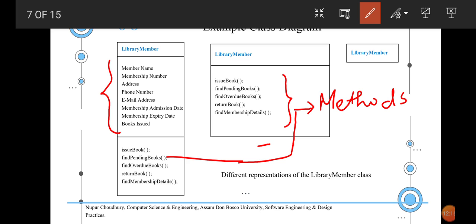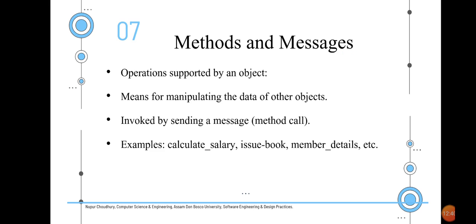So it will include methods as well as the different attributes of this particular class, or this particular object. In another representation we can give only the methods. However, in some of the abstract representations we will represent nothing apart from the name of this particular class diagram.